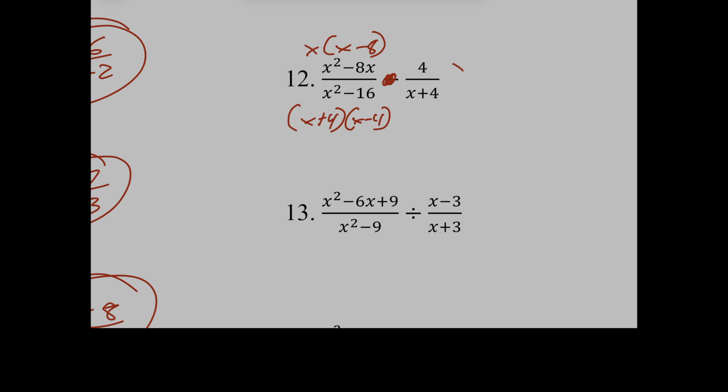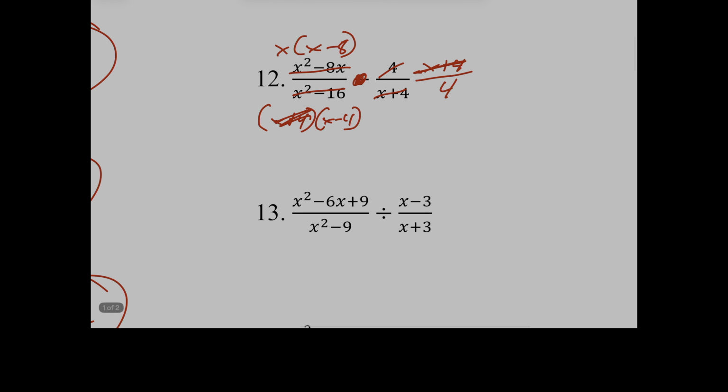Multiply and flip. That's how we divide. We multiply and we flip. Okay, so now don't look at these. Only look at the red now. I have an x plus 4 and an x plus 4, and I have nothing else in common. So that just becomes an x minus 8 over 4 x minus 4.